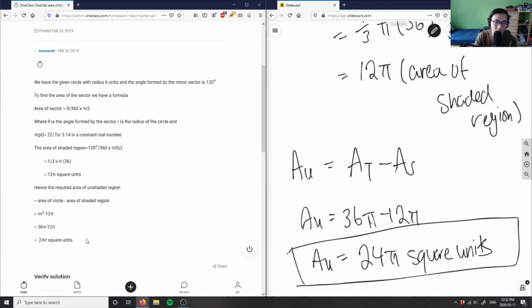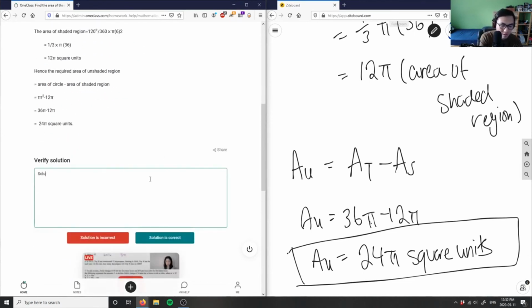And as you can see, they did the exact same thing. They found the area of the shaded region, and then it's going to add up with the area of the unshaded region to give me the area of the full circle. So the solution here is correct. Go to analysis here.